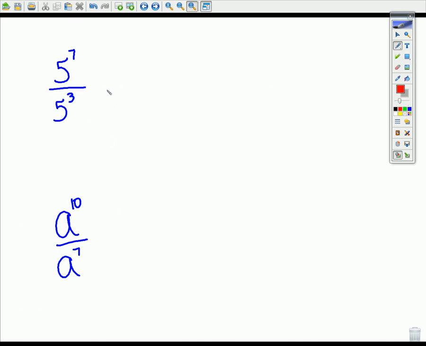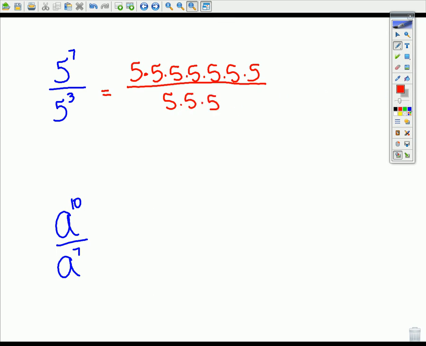Okay, next let's look at some division. So if I have 5 to the 7, that's 7 5s, divided by 5 to the 3rd, that's 3 5s. And I can cross off the common factors here. So I can cross off 3 sets, and that gives me 1, 2, 3, 4, 5, so this is 5 to the 4th.